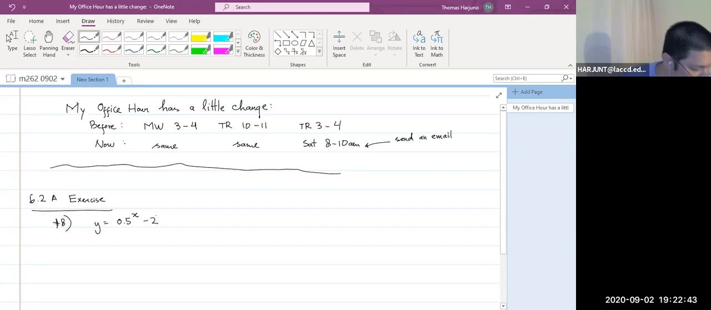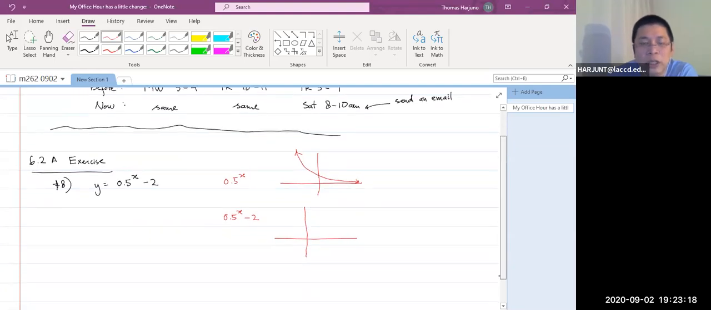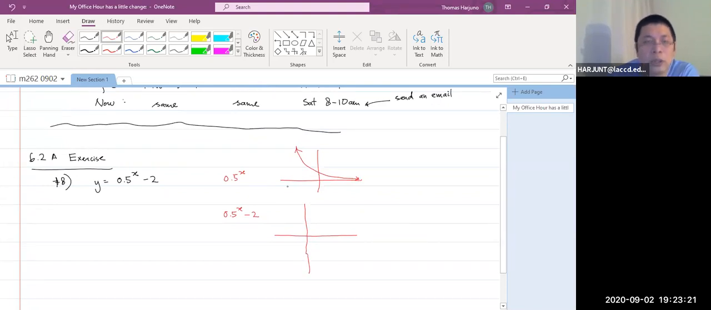The question is, make a rough sketch of the graph. Do not use calculator. Well, we start from 0.5 to the x because the base is between 0 and 1, so it must be decreasing. Now then, 0.5 to the x minus 2, you basically move that graph down 2 units. So the asymptote originally y equals 0 now becomes y equals -2.